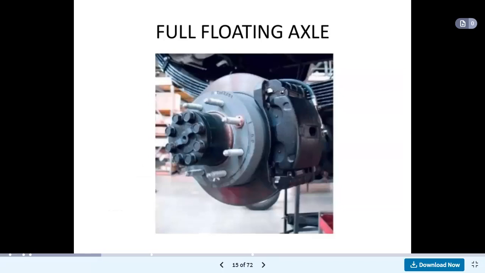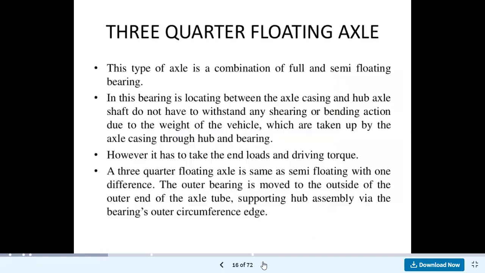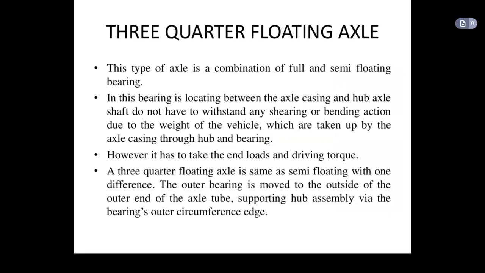If we see the full floating axle, this is the actual diagram of the full floating axle. This is the axle. These are the bolts, the brake, and the lip spring is also shown here. Three-quarter floating axle is also available. This type of axle is a combination of full and semi-floating bearing.